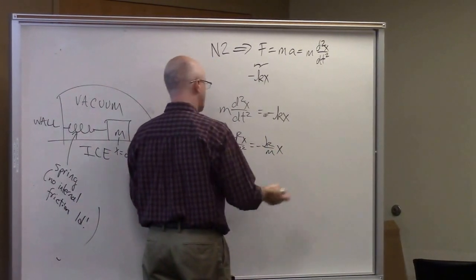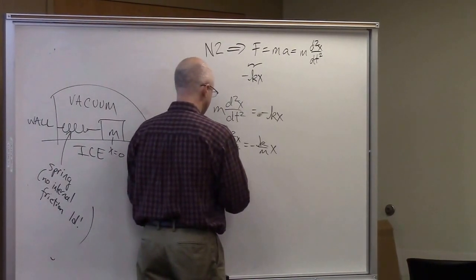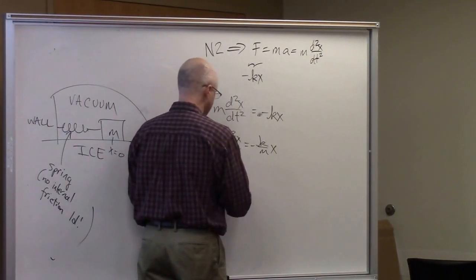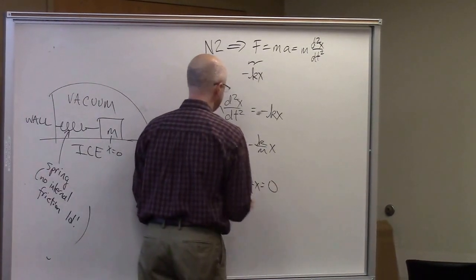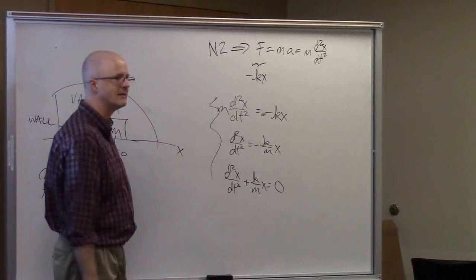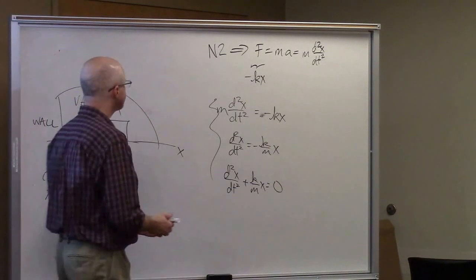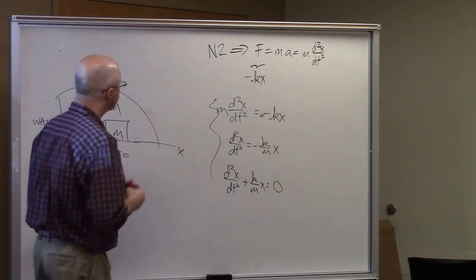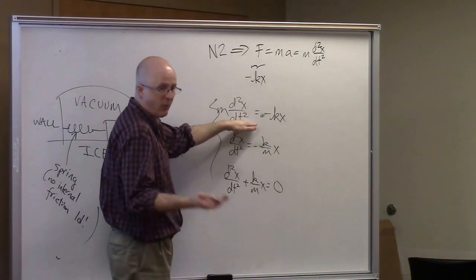And sometimes people also add k over m x to both sides and leave 0 on one side to write it like this. All three of these ways of writing it are fine. Okay? Any one of those is a fine way to write it. I guess I could add kx to both sides of this one as well to get a fourth way to write it.